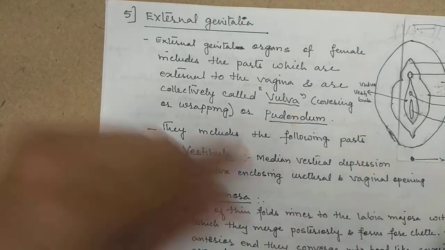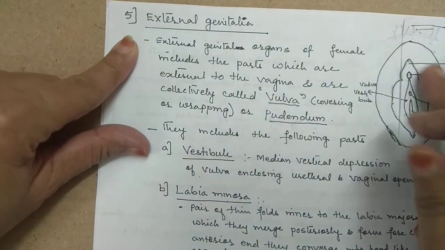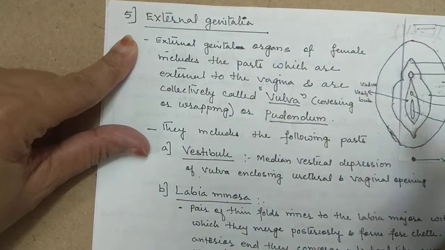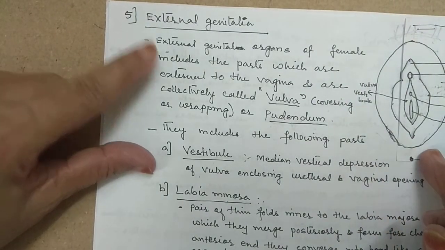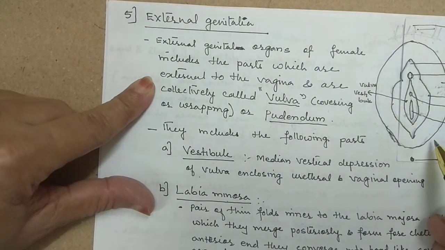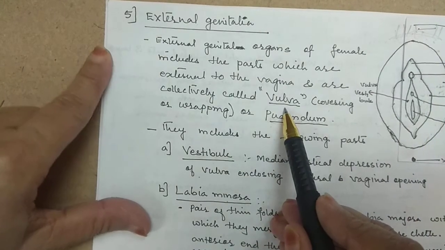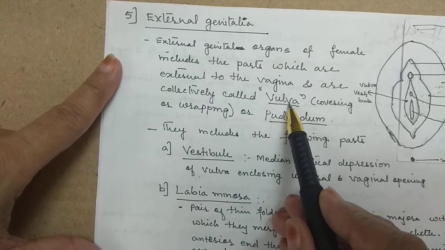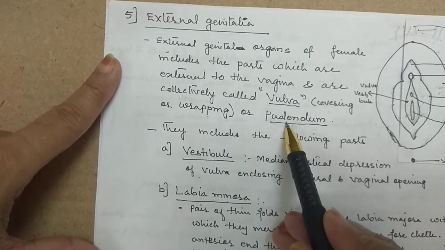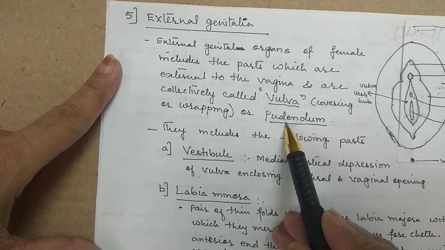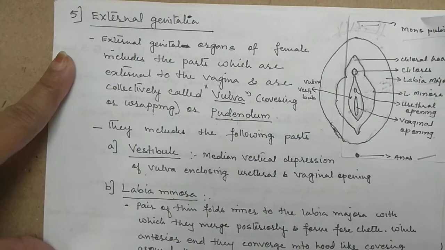Next part of the female reproductive system is the external genitalia. What is external genitalia? It is the part external to the vagina, and collectively it is called the vulva. The meaning of vulva is covering or wrapping. Another term used for the vulva is pudendum. Now this is the diagram of the vulva.